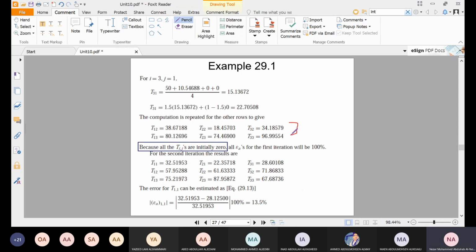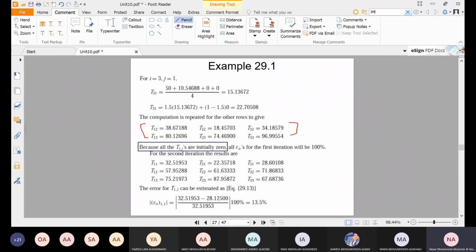In the first iteration, usually we get the error equal to 0. As a result, we need to take another iteration. So now these results become the old values of the temperature for the second iteration. We now have new old temperatures, not zeros.